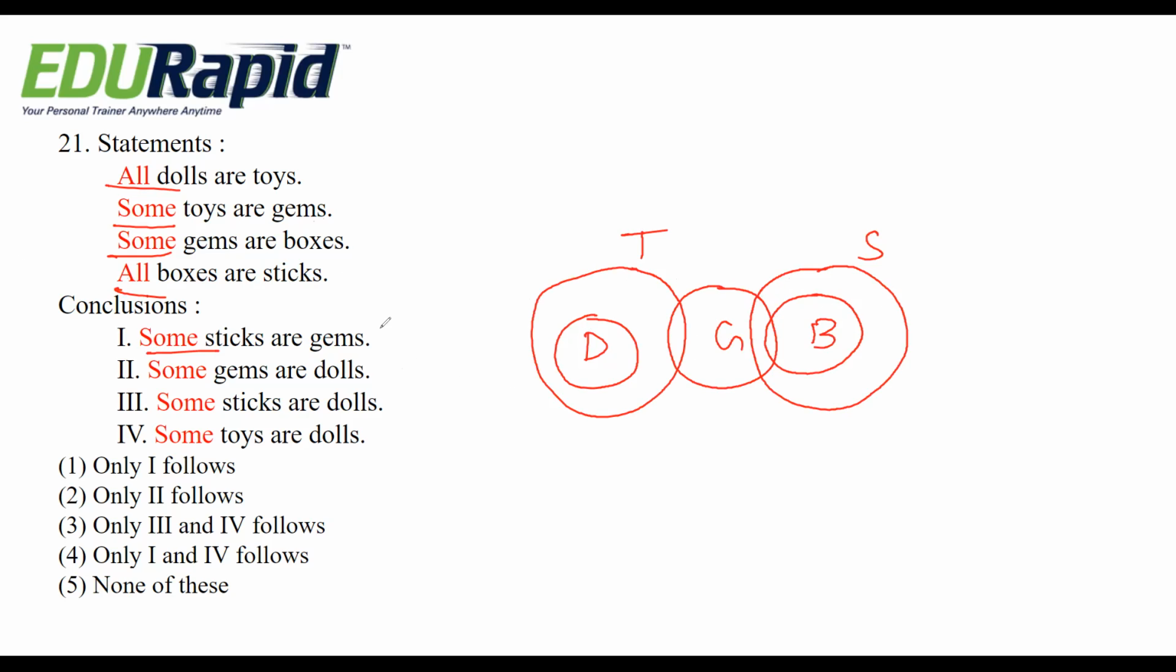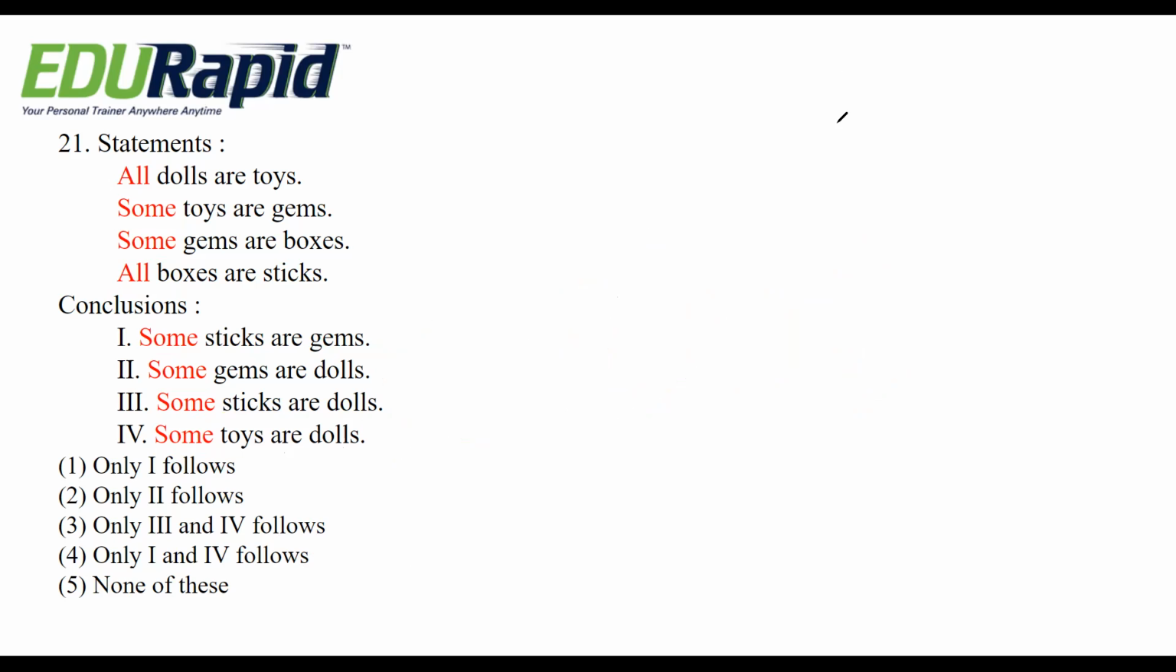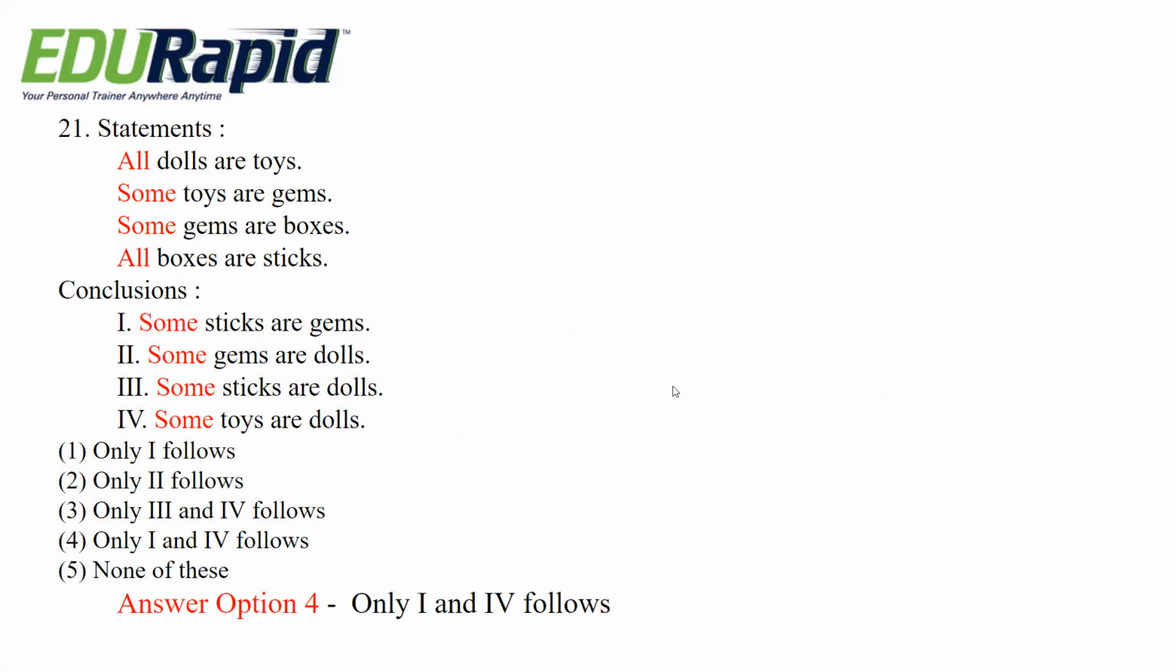Conclusion: some sticks are gems. Yes, it follows because circles S and G are connected to each other. Second conclusion, some gems are dolls. No, it does not follow; circles G and D are not connected. Some sticks are dolls. No, it also does not follow because circles D and S are not connected. Last one, some toys are dolls. Yes, it follows because circles D and T lie in a single circle. So only 1 and 4 follow. That is option 4.